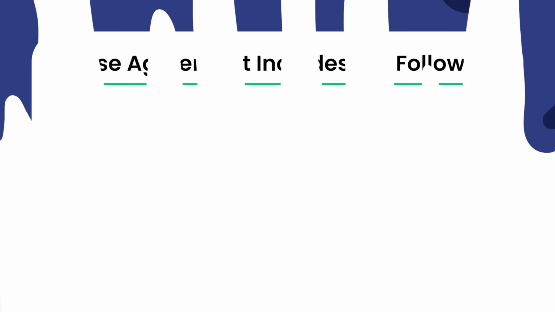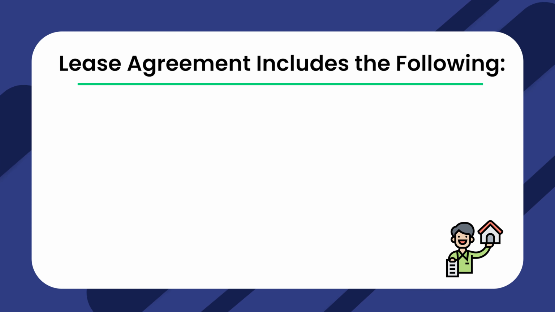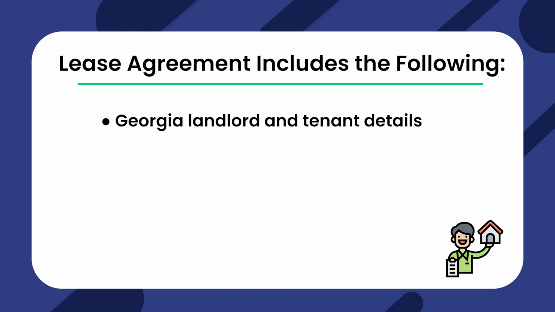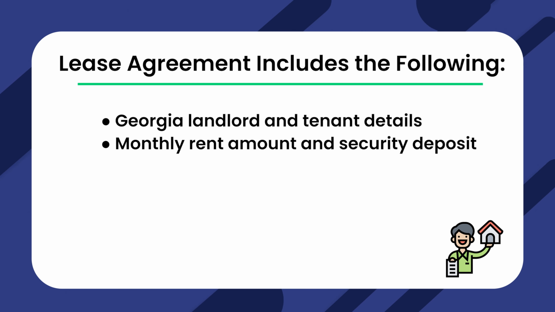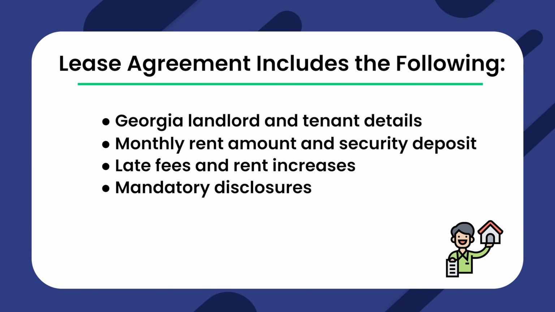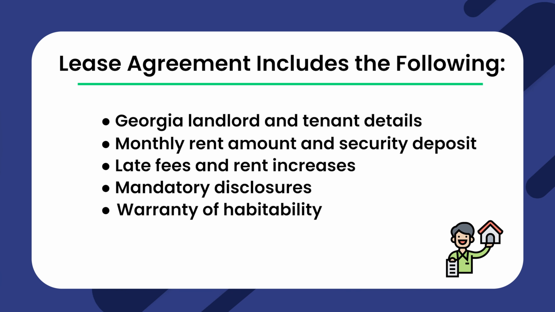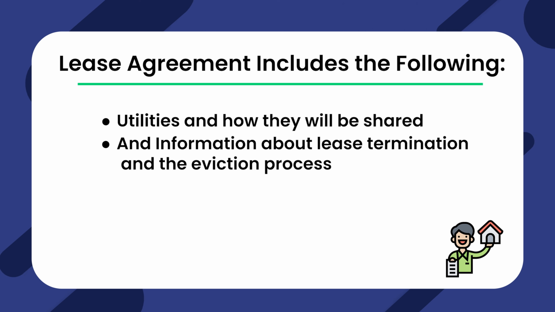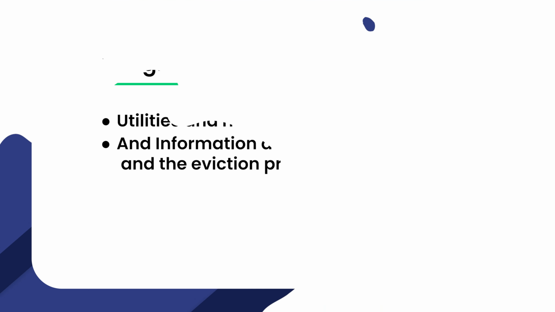But before we get into the specifics, let's go over what information should be included in every standard Georgia residential lease agreement. To ensure a comprehensive and legally sound lease agreement, here are the key details you need to include: Georgia landlord and tenant details, monthly rent amount and security deposit, late fees and rent increases, mandatory disclosures, warranty of habitability, utilities and how they will be shared, and information about lease termination and the eviction process.